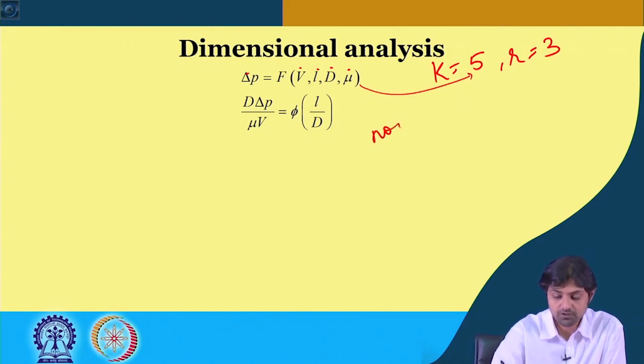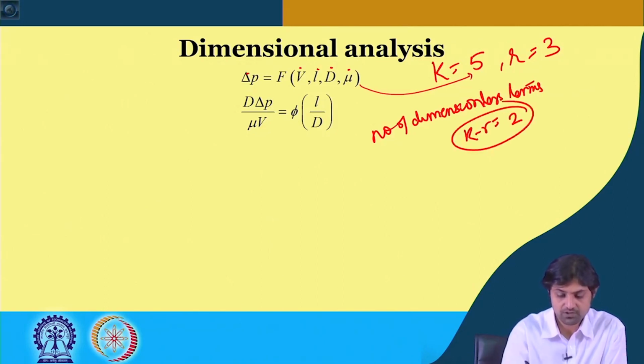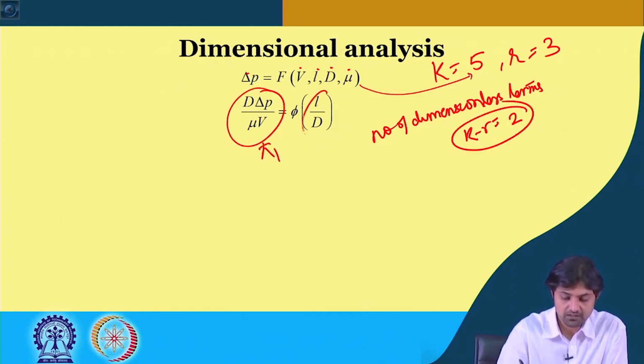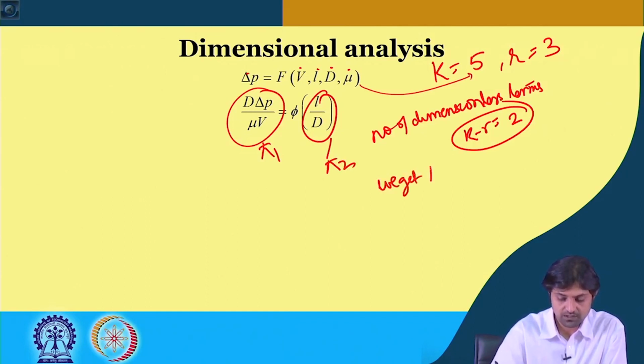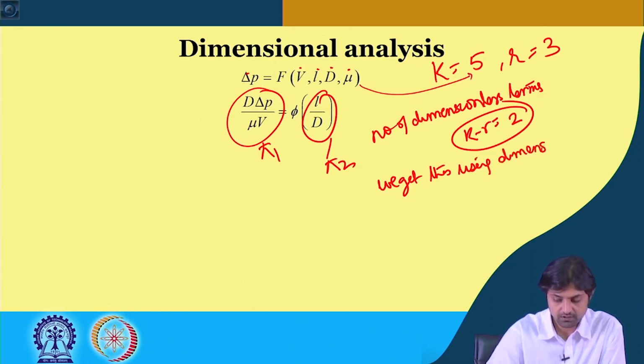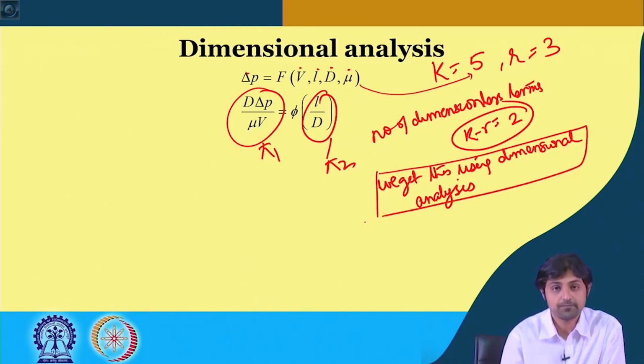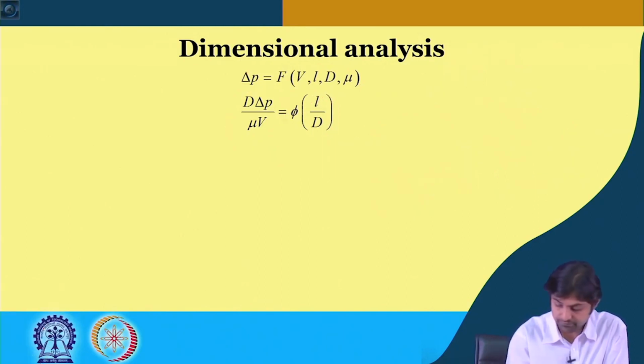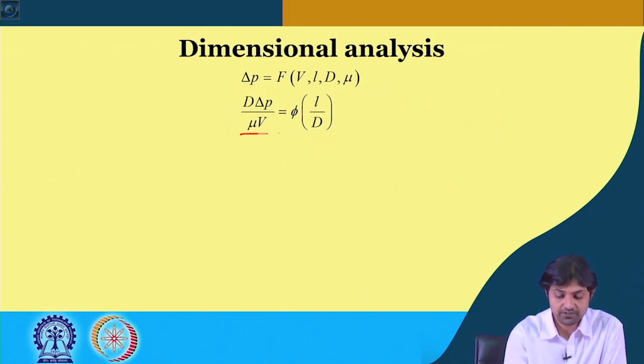So therefore the number of dimensionless terms will be K minus R, that is 2 dimensionless terms, pi 1 and pi 2. We get this using dimensional analysis.